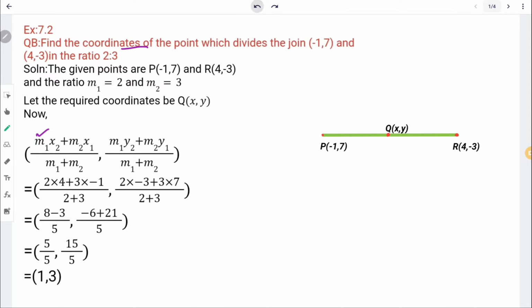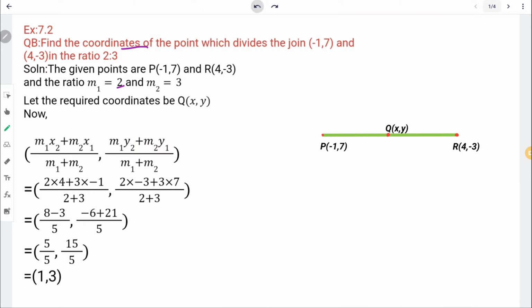Now let's go to the y coordinate also. Once again, M1 is 2. Then y2 is going to be minus 3. And then M2 is again 3. So we have written it. And then y1 is 7. So once again written here. And then M1 plus M2 will simply be 2 plus 3.